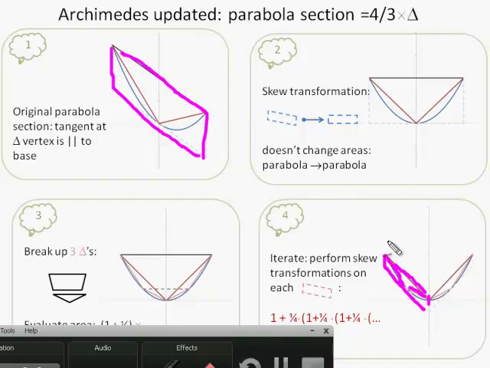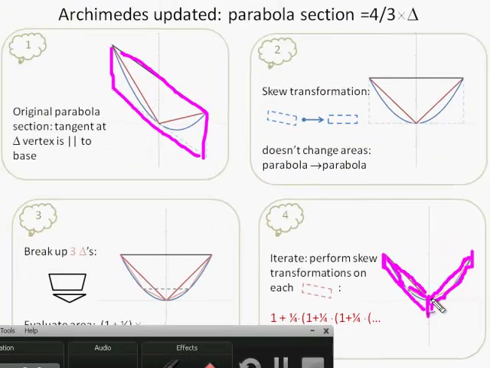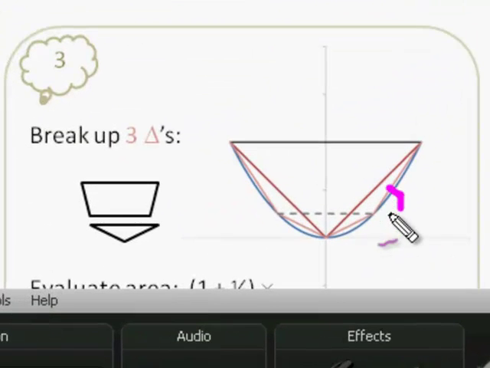I can perform a skew transformation on these parallelograms. There's one parallelogram there. There's another parallelogram over here. So I can perform skew transformations on those parallelograms successively. I can put in more triangles, just like I did over here, except I'll be putting in smaller triangles. I'll be putting in another triangle here, another triangle here, another triangle here, another triangle here. Those new triangles altogether will have 1/4 the area of the triangles that I added at the second stage.